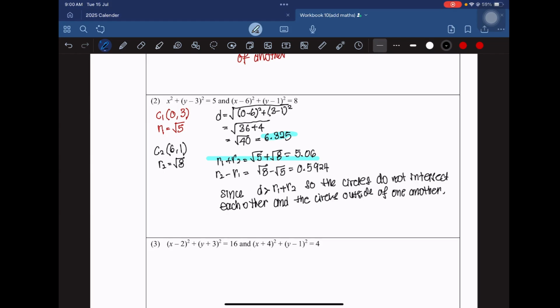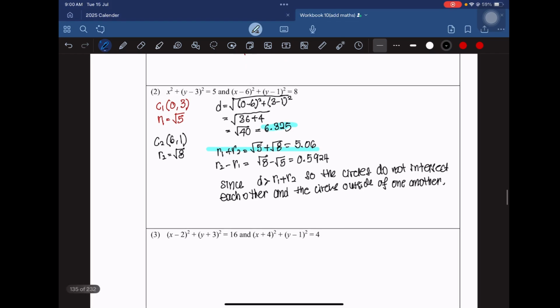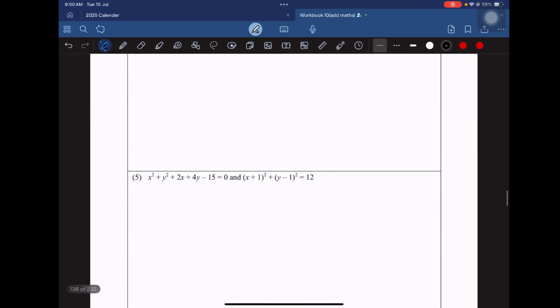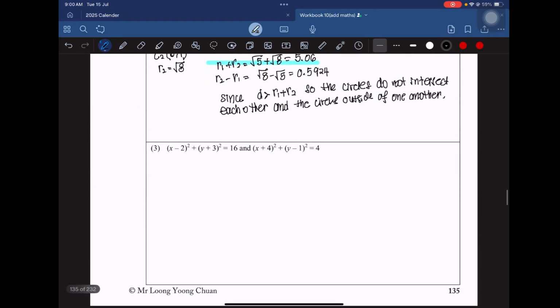Okay, so what you're going to do for today is just do question 3 onwards until question 8. Alright, is it question 8? You just try first. Then when I come back tomorrow, I will discuss the questions. Okay? Alright, that's all.